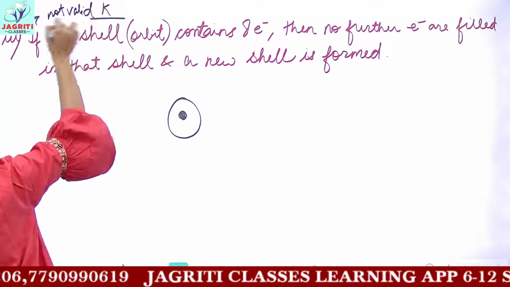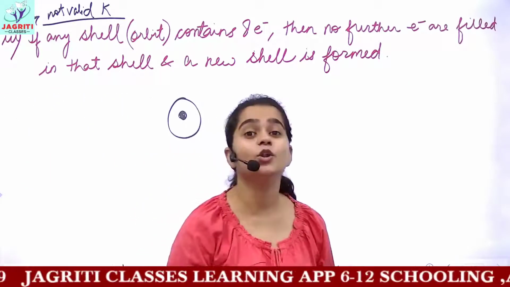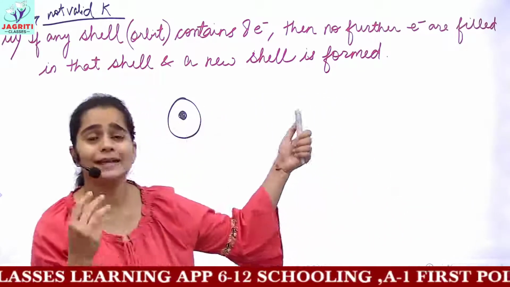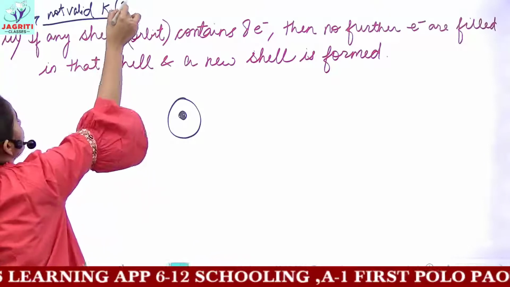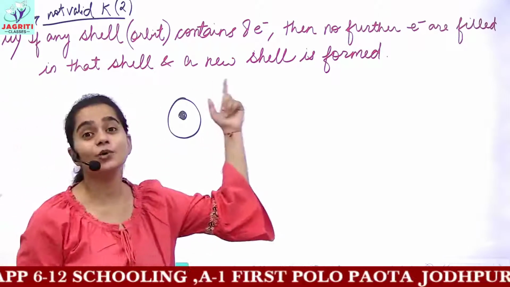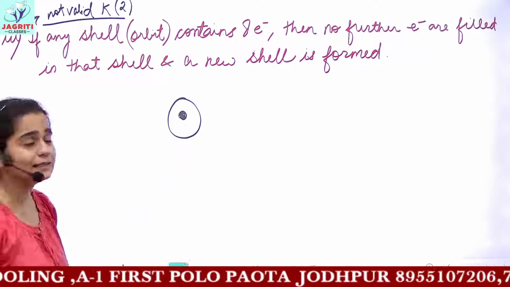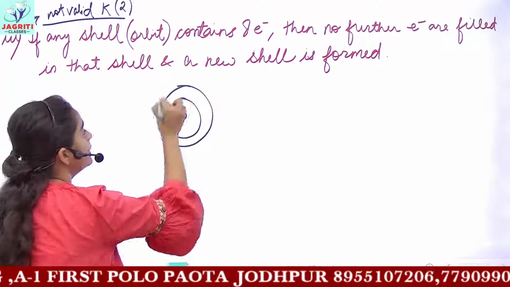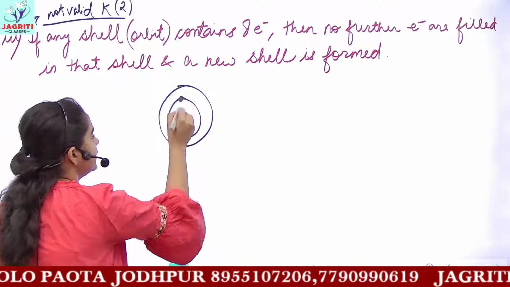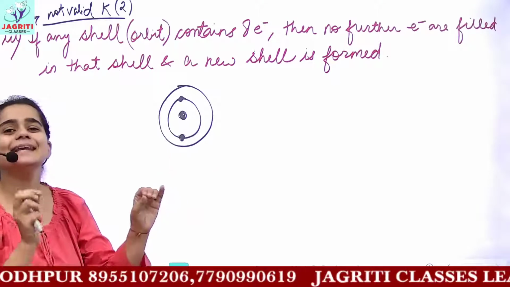Only the first rule is valid for K shell, because whenever you are taking the case of K shell, you will always fill 2 electrons in the shell, not 8. For K shell, always 2 electrons can be accommodated, and both these second and third rules are only applicable for the remaining shells. So you have a nucleus here in the center, then you have K shell, then you have L shell. K shell can accommodate, now I'll represent the electrons with dots, a maximum of 2 electrons in any case.